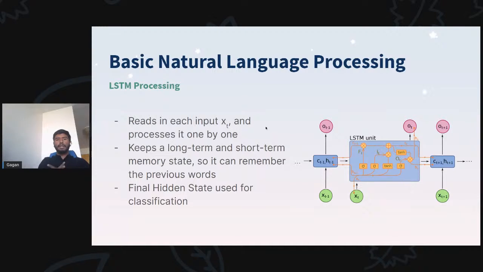But in most deep learning approaches, we use an LSTM, which is long short-term memory processing. This is a really good example of how an LSTM works. Here we have an LSTM unit which takes an input, xt, and processes it one by one. We take in xt and go through our LSTM unit, and it keeps a long term and also a short term memory state. So it can remember what the previous words were, and it can also remember the long term memory as well. That actually gives us an advantage here.